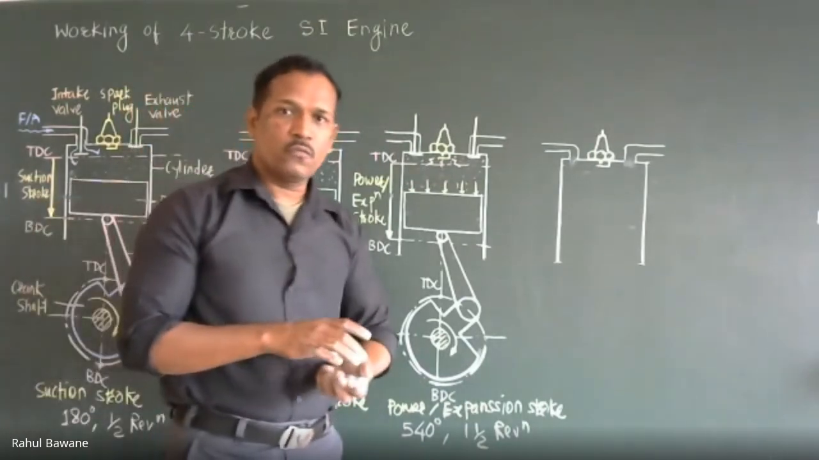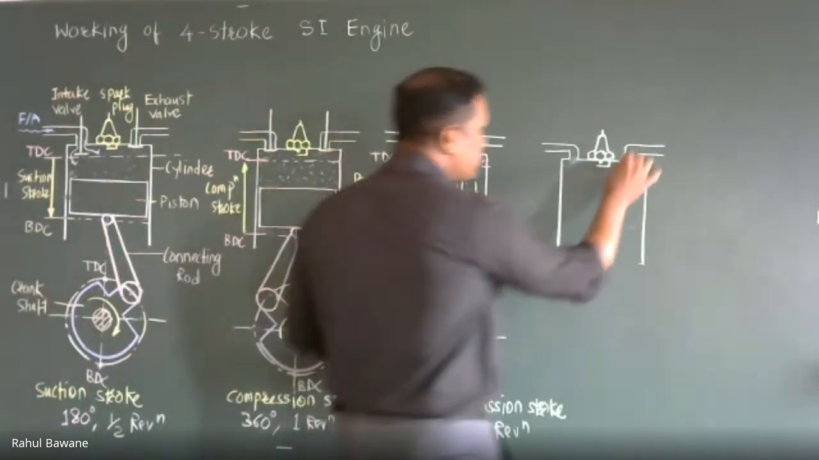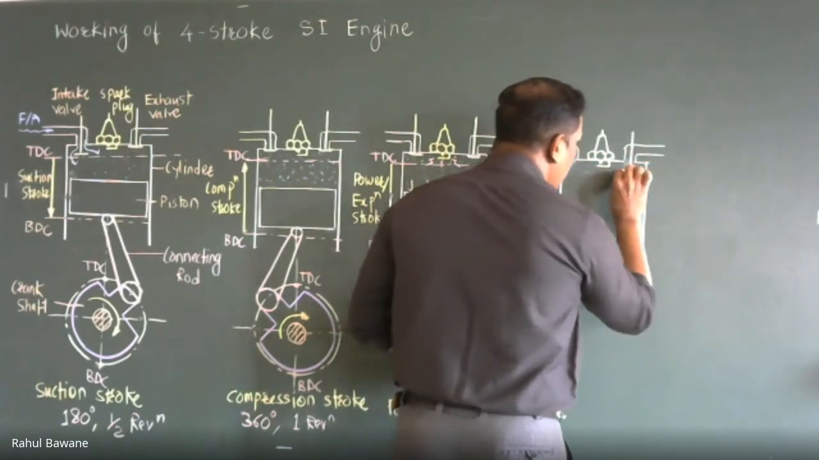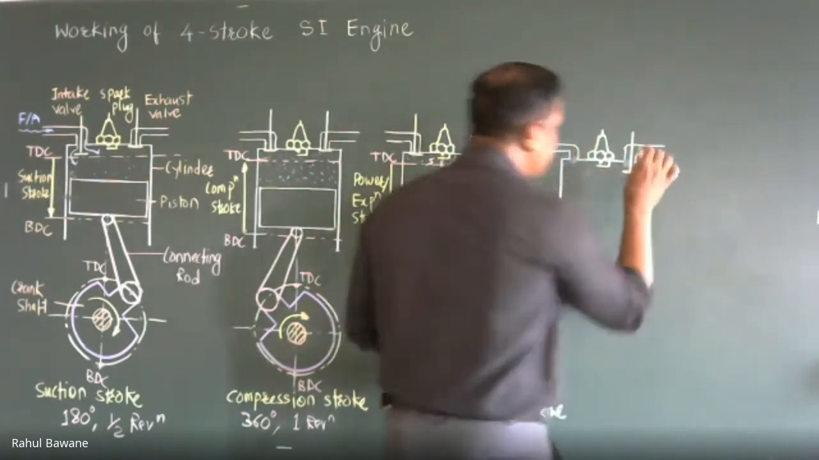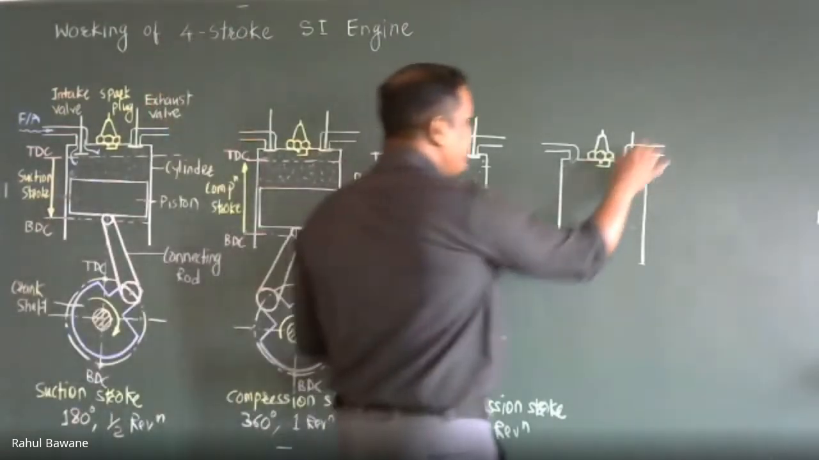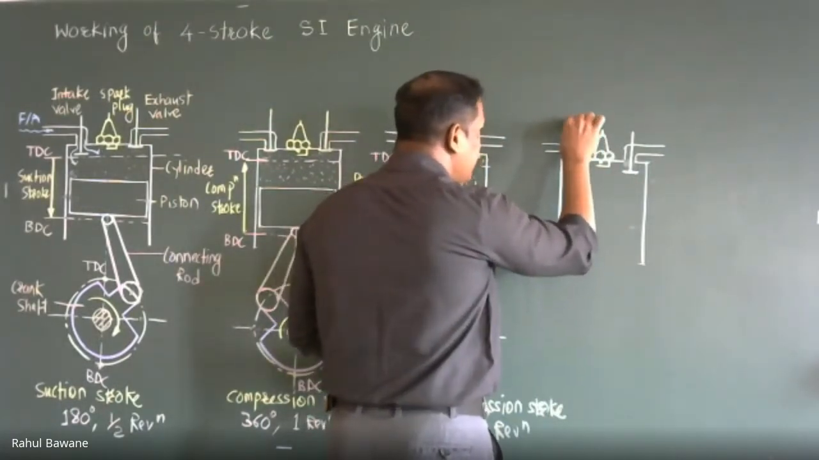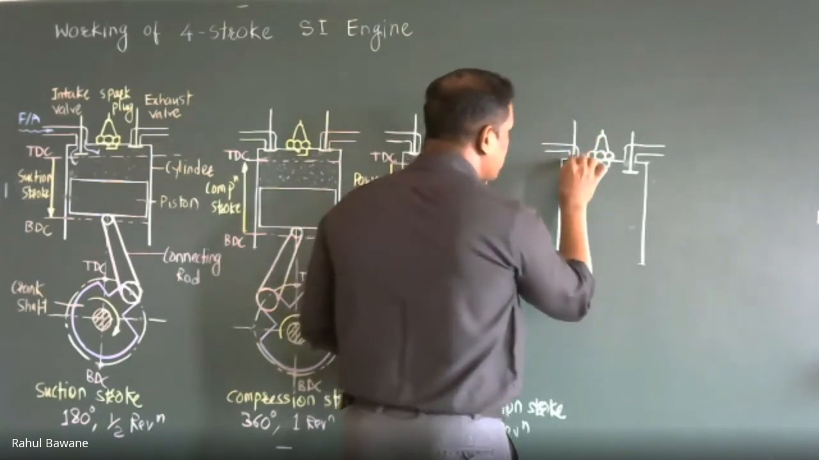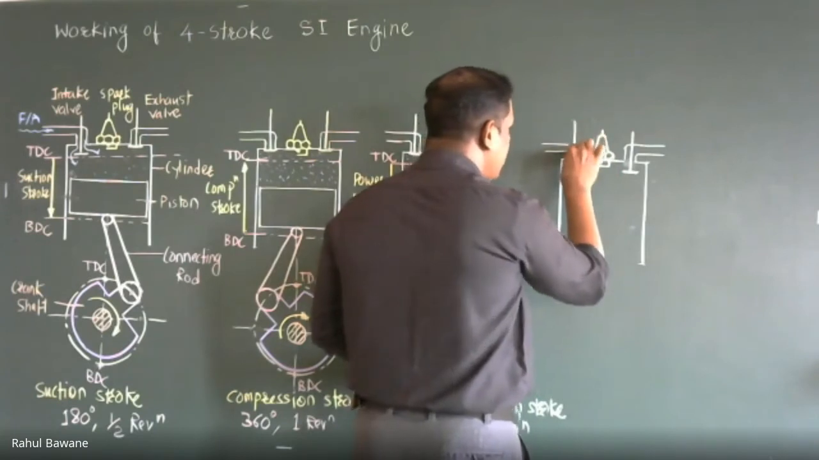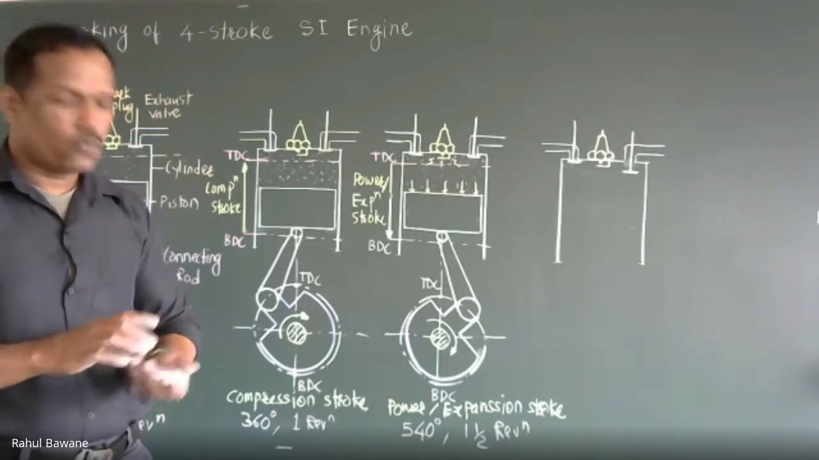Now in exhaust stroke we have to remove out all the exhaust gases, it means your exhaust valve must be in open position. So when you draw exhaust valve, show it is inside the cylinder, that means the opening is there for removing out exhaust gases. But intake valve is still in a closed position, because here we are not allowing any fresh mixture to suck inside. So intake valve is closed, exhaust valve is open.